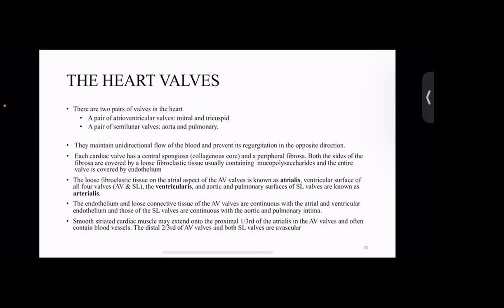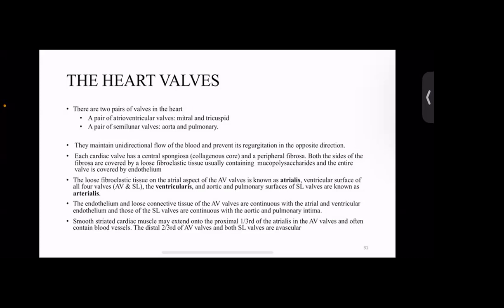So now we'll look at the heart valves. There are 2 pairs of valves in the heart. We have a pair of atrioventricular valves, which are the mitral and tricuspid valves, and then a pair of semilunar valves, which are the aortic and the pulmonary valves. These valves help to maintain unidirectional flow of the blood and prevent its regurgitation in the opposite direction.